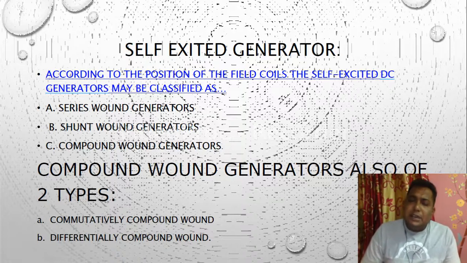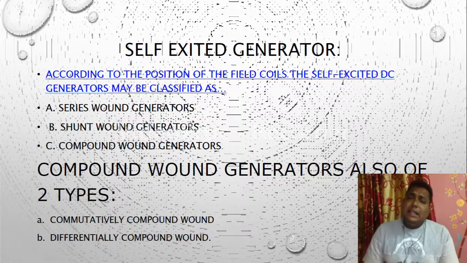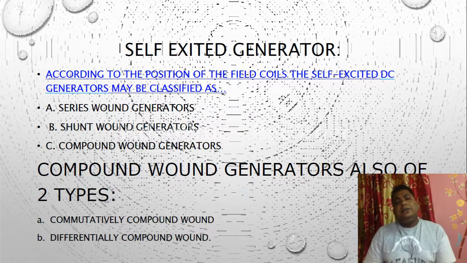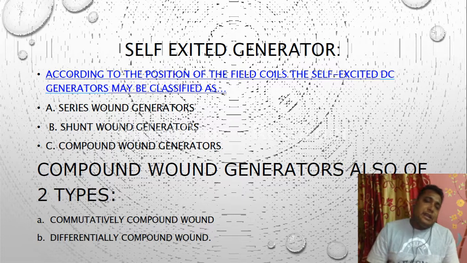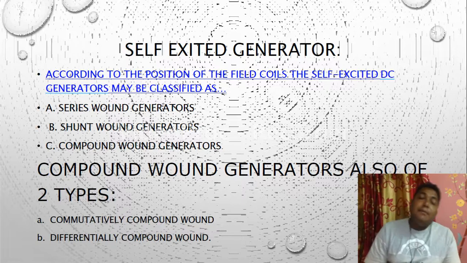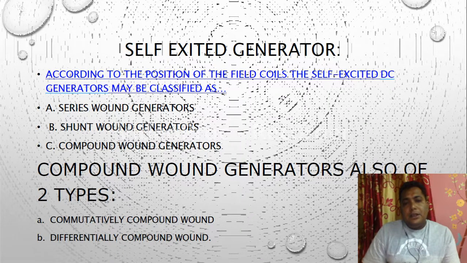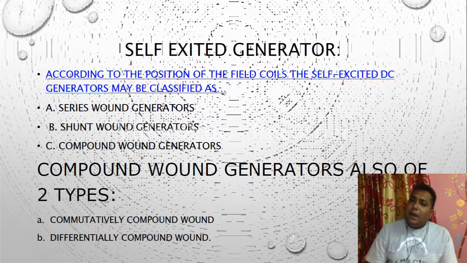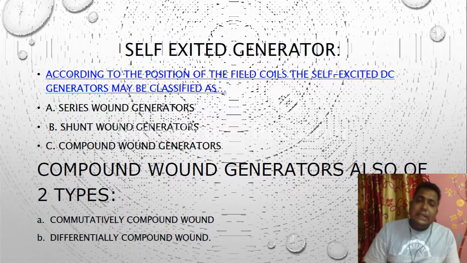Series wound generator means where the field winding and armature winding both are connected in series and supplied from the common source. Shunt wound generator means where the field winding and armature winding are connected in parallel and both are excited from the same source. And compound wound generator means where both series and parallel combinations are present. And again the compound wound generator can be classified into two categories: cumulatively compound generators and differentially compound generators.